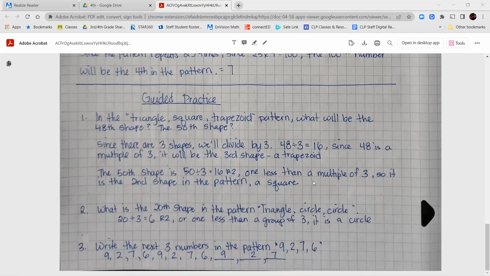And for number 3, it says write the next 3 numbers in the pattern, 9276. We have 9276, another 9276, and then 9276, and so on, and then another 927.